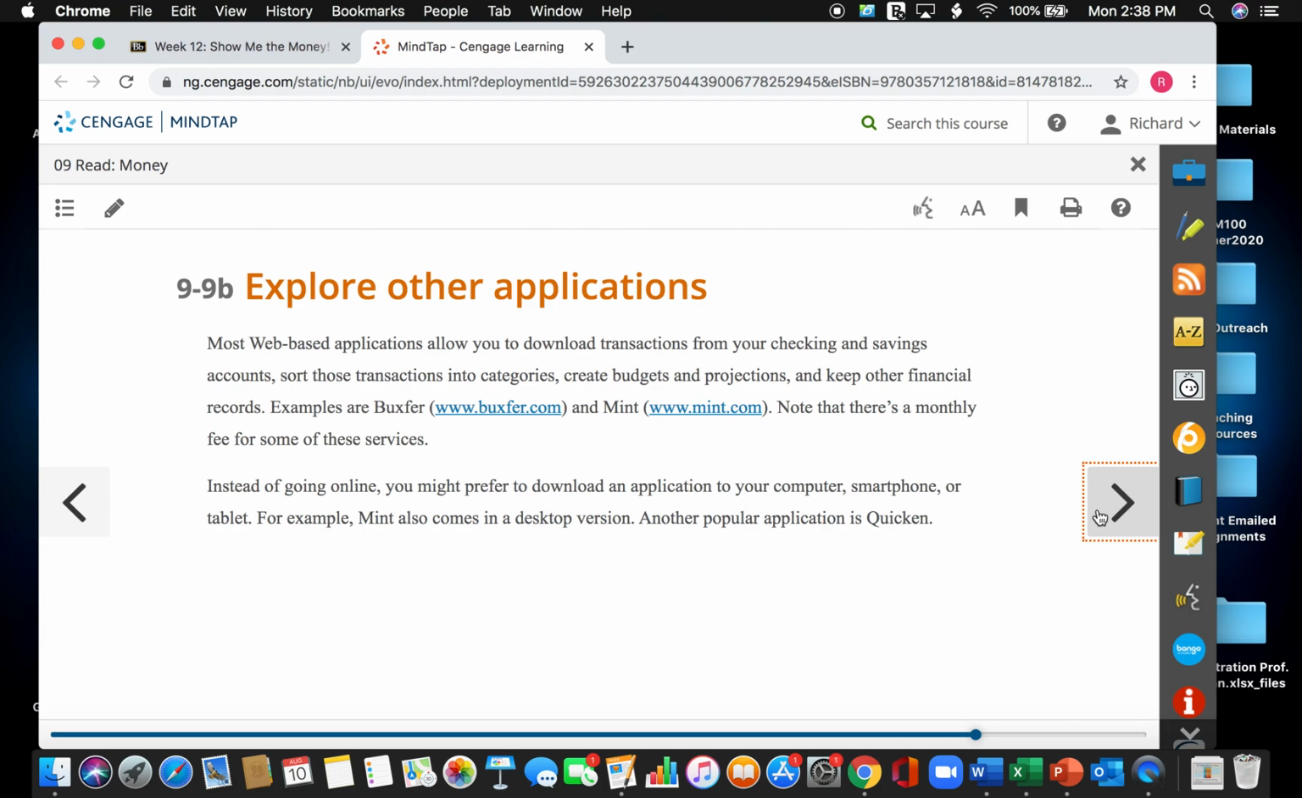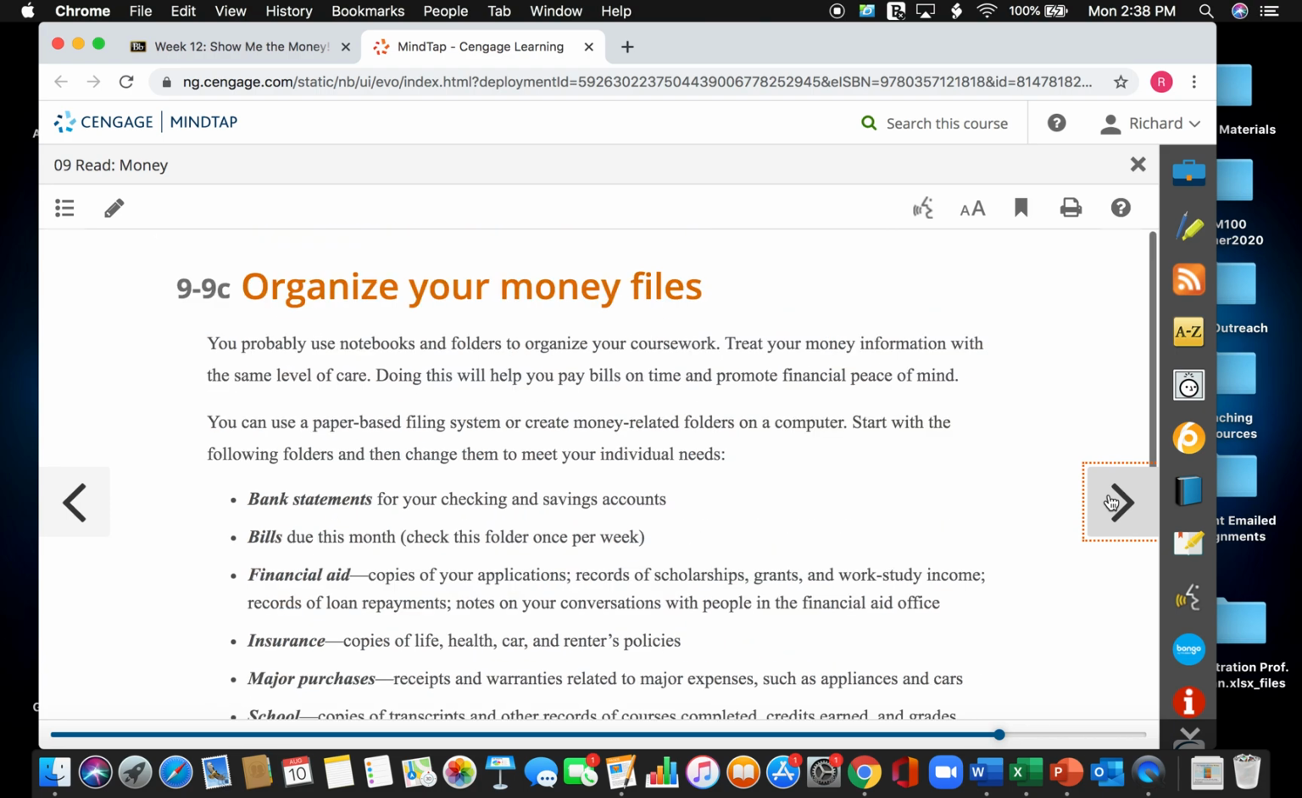Explore other applications. Like I said earlier, there are apps or websites such as Buxfer and Mint.com. Organize your money files. You probably use notebooks and folders to organize your coursework. Treat your money information with the same level of care. Doing this will help you pay your bills on time and promote financial peace of mind.